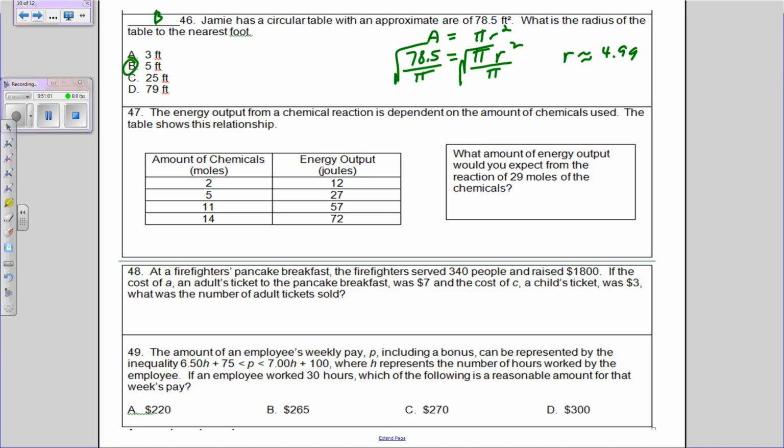Number 47 says the energy output from a chemical reaction is dependent on the amount of chemical used. The table shows the relationship. So, what amount of energy output would you expect from the reaction of 29 moles of chemicals? So I think that we would want to do stat edit on this to find out the equation. So hang on just a minute, I'm going to get my calculator.